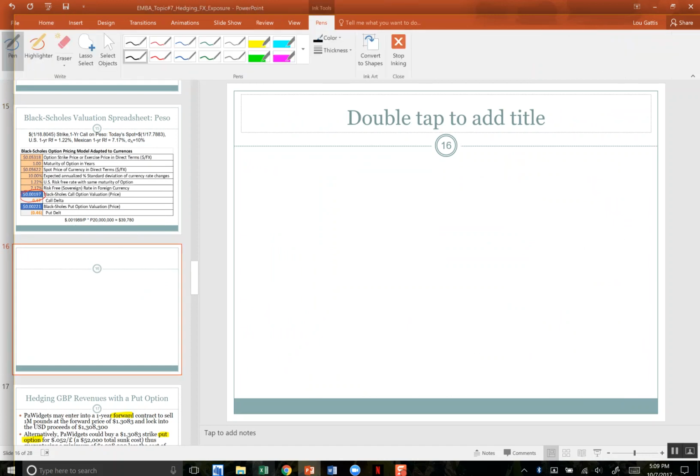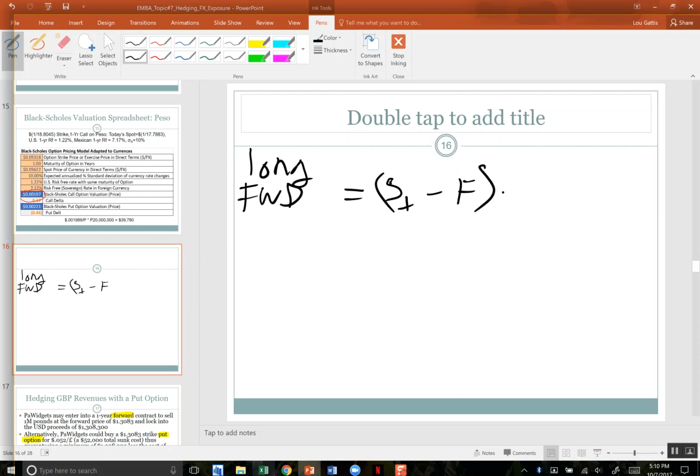So I said that if you want to model this in a spreadsheet, if you're doing a forward contract, a long forward contract, in other words, you're the buyer of the currency, you just say the payoff is ST minus the forward price times the quantity. Remember that about 20 minutes ago, 30 minutes ago? All right, that's a long forward.